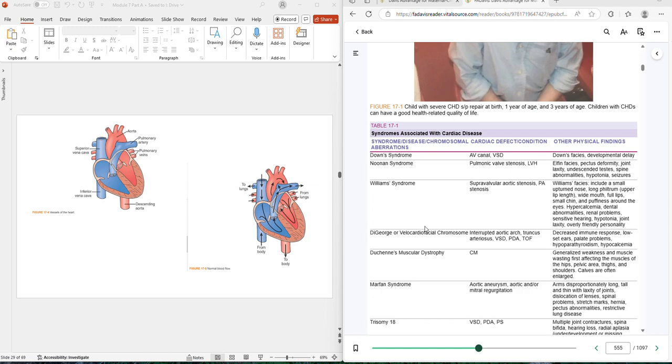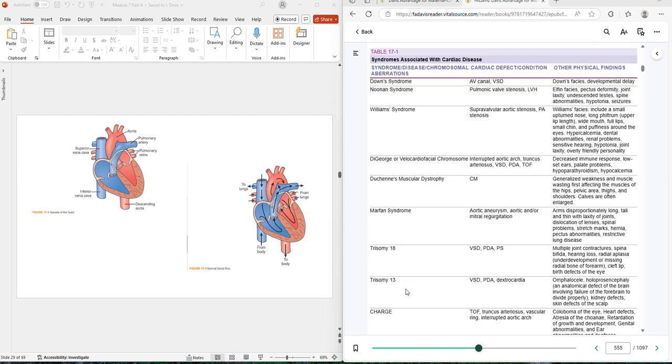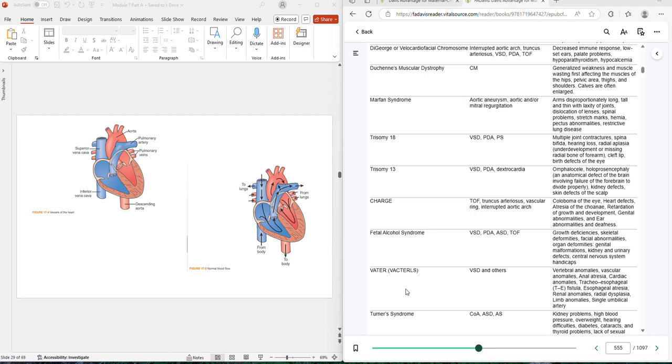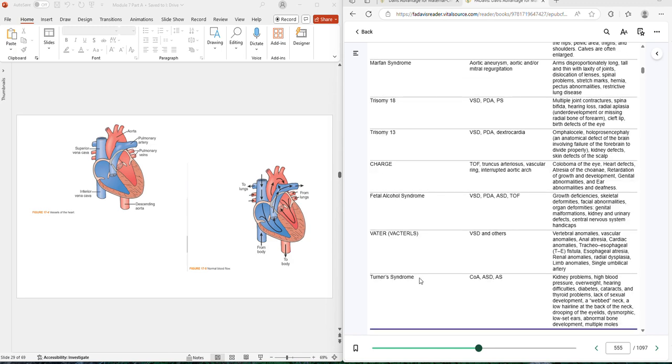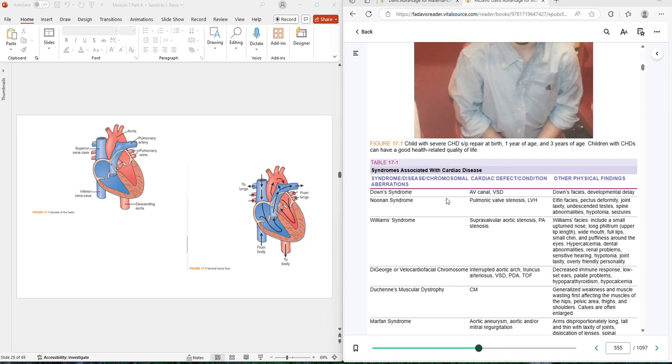On page 554, it talks about different syndromes associated with cardiac disease in children. So we have anything from Marfan syndrome, trisomy 18, trisomy 13, fetal alcohol syndrome, Turner syndrome, several of them. Okay, Down syndrome is a big one.